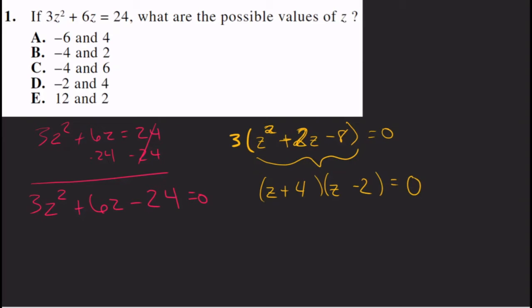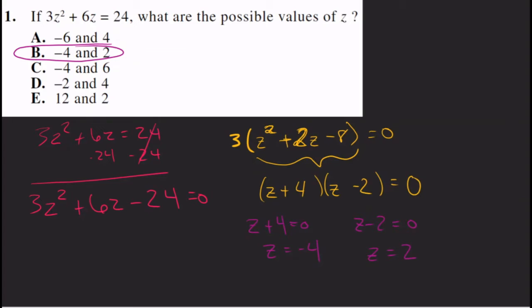Now that I have these two factors, I'll just set each one equal to 0 in order to get my possible solutions. Z plus 4 equals 0, so z can be -4, or z can be positive 2. And that is going to end up being choice B.